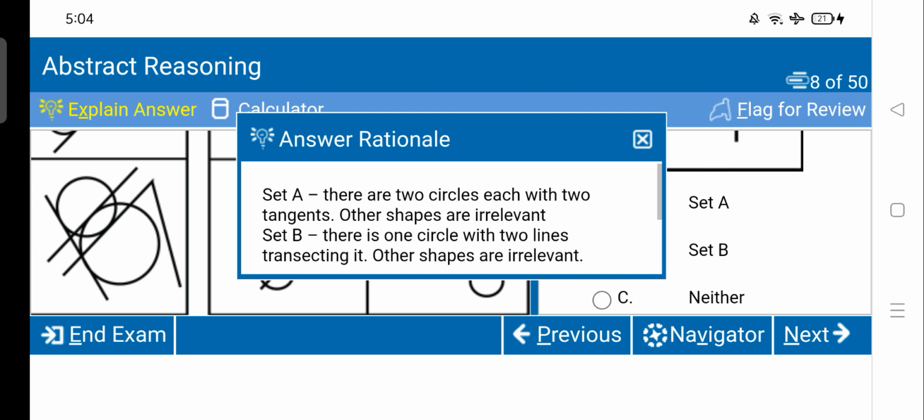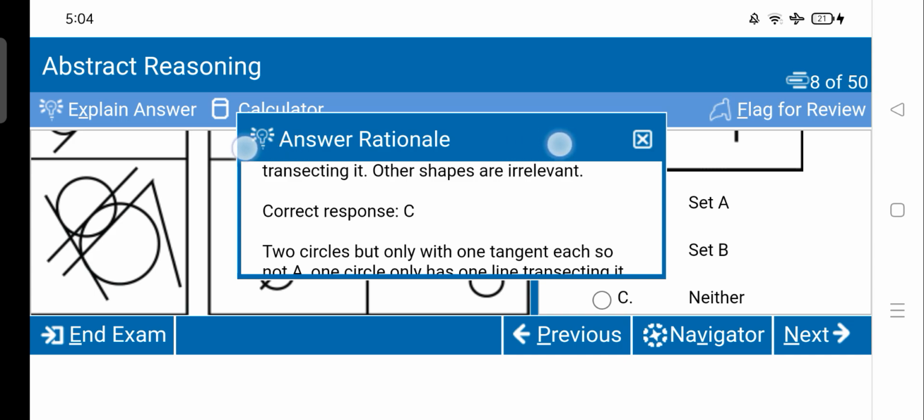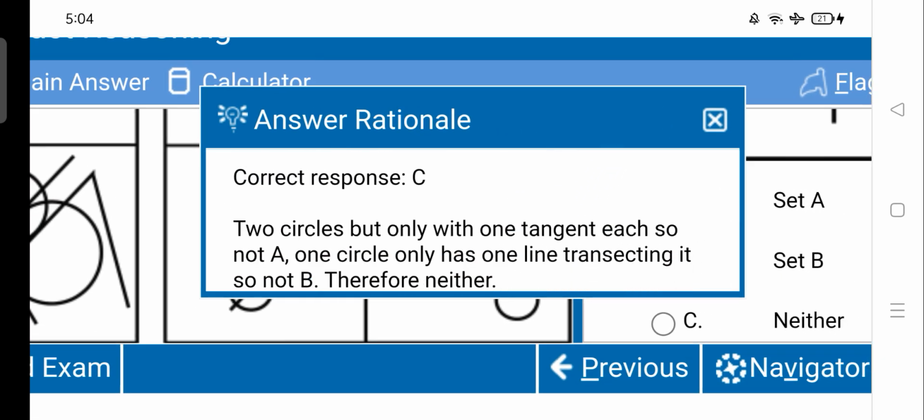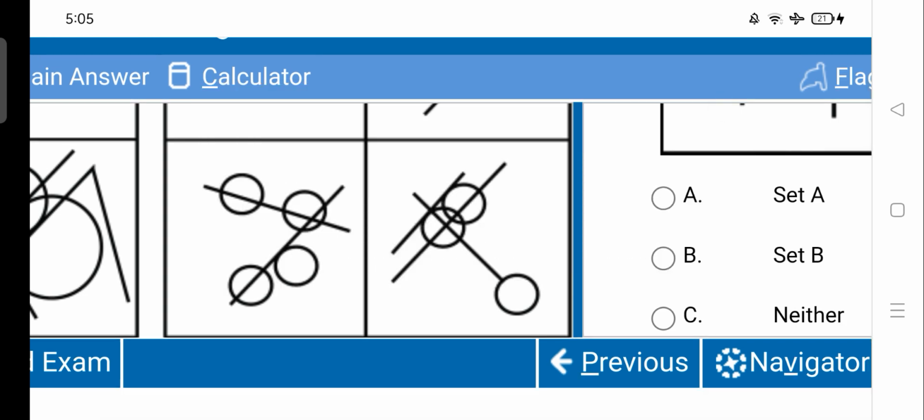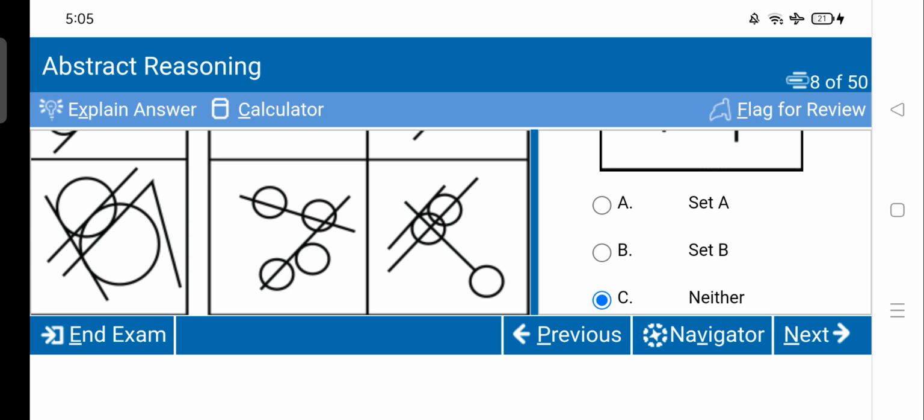So the rules are the same for this question as in the previous one. The correct response is C, as there are two circles but only one with one tangent each. So not A. One circle only has one line transecting it, so not B. Therefore, neither. We required four circles, each with one tangent, and two circles with transecting lines, but this set is not fulfilling the conditions. So that's why we can say that option C is the correct option, that is neither.